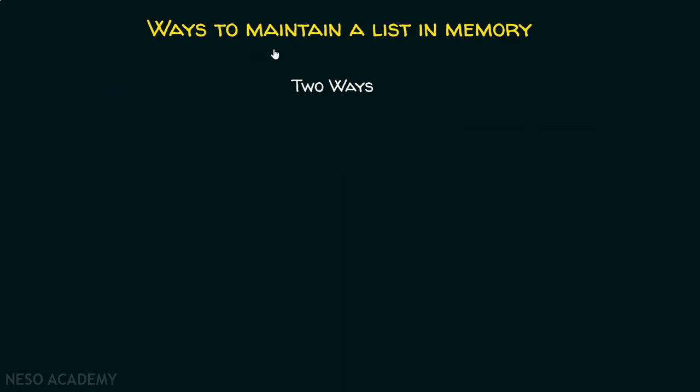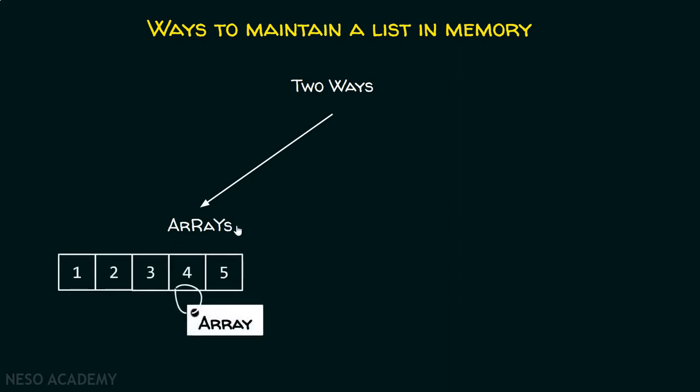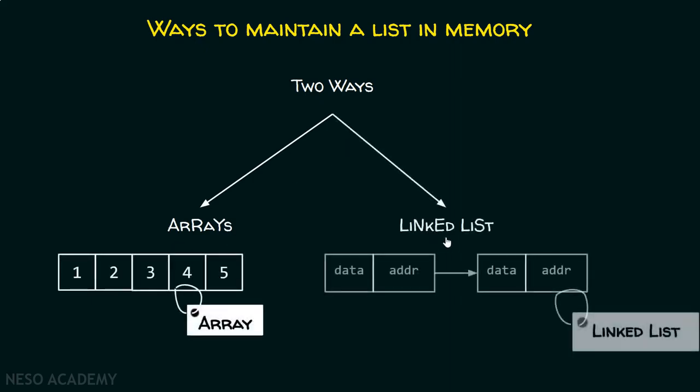In order to maintain a list in a memory, there are basically two ways available with us. The first one is of course by using array data structure. The other one is using linked list data structure. By using these two ways, we can maintain a list in a memory. These are basically the data structures. We have already dealt with array data structure.